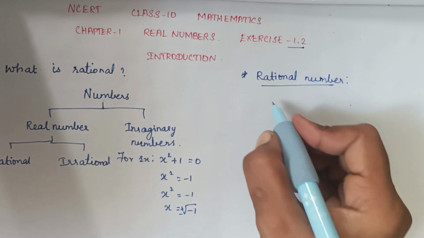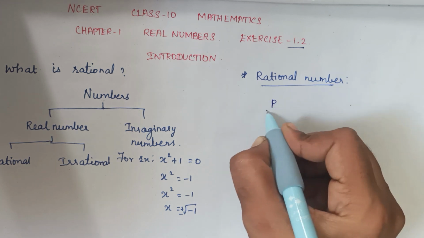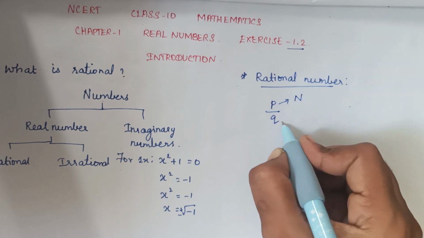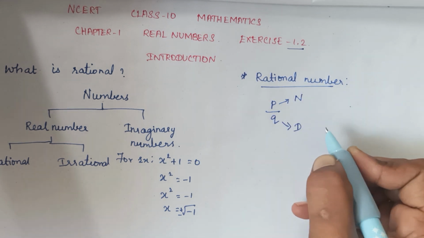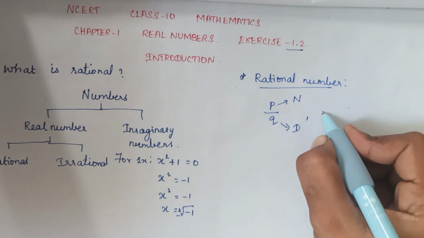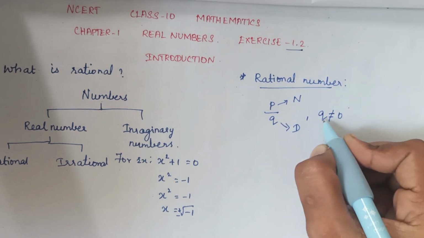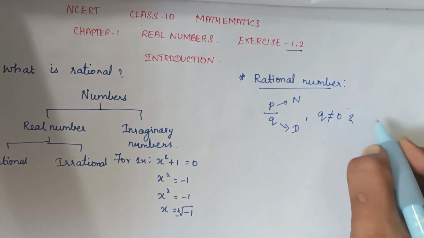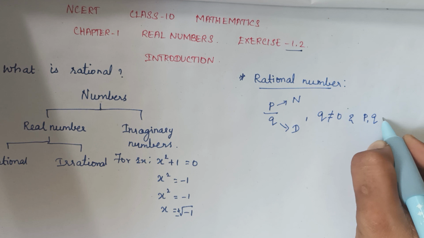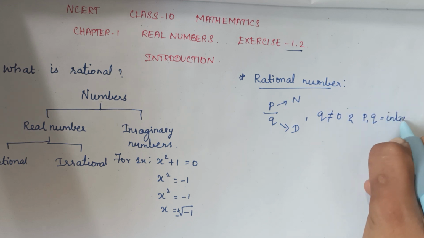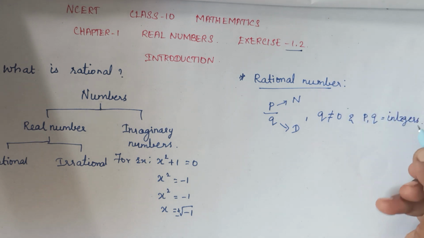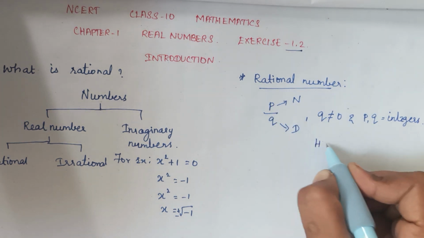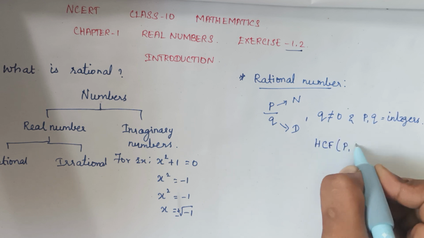A rational number should be in fraction form, that is p by q. p is the numerator and q is the denominator. And q is not equal to 0. Q is the denominator, so it should not be 0. And p, q are integers. And if we take the HCF of p and q, it should be 1. So HCF of p comma q is equal to 1.